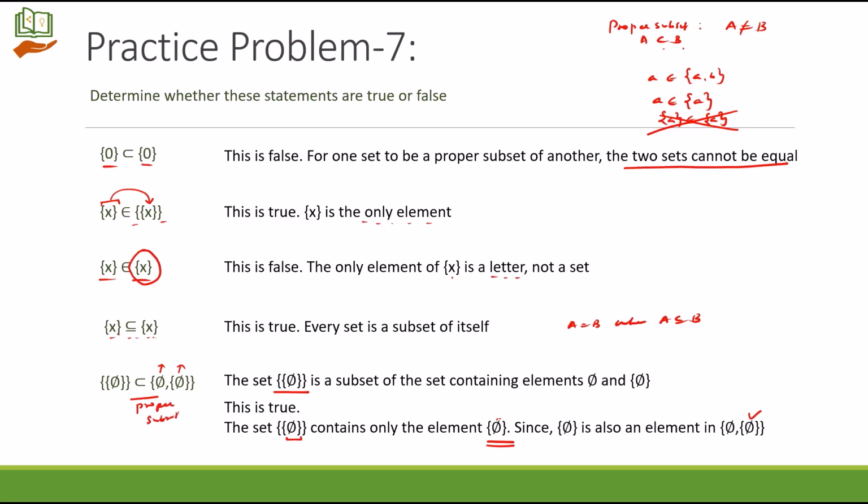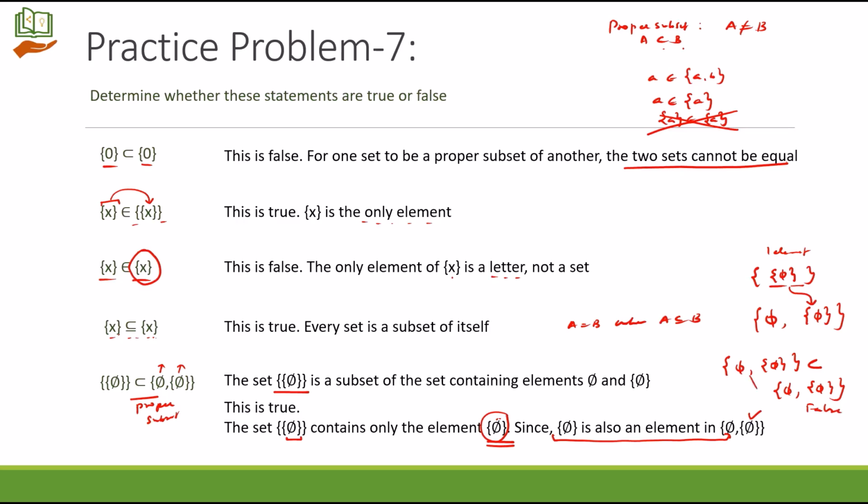You just take the left hand side. You have only one element. So this is one element. What about the right hand side? You have 2. One is the empty set and another one is the set with empty set element. Is this element equal? Yes, it is there. The set contains only one element, and since this element is also an element in this, we can mark this to be a proper subset. So in case if they give proper subset of the same thing, at that time we can say it is false because both are equal. In case if they say it's a subset, then it is true because every set is a subset to itself.